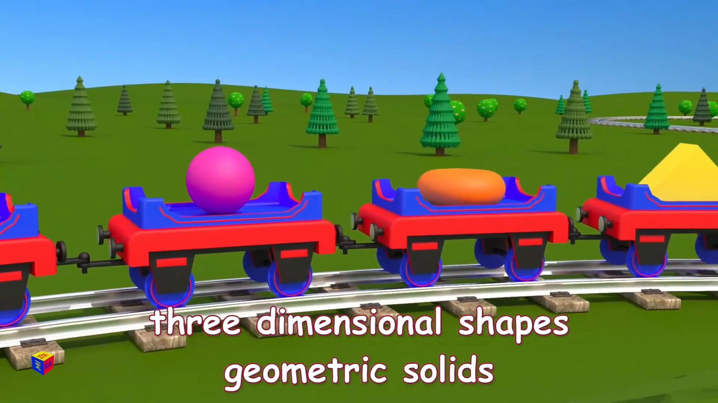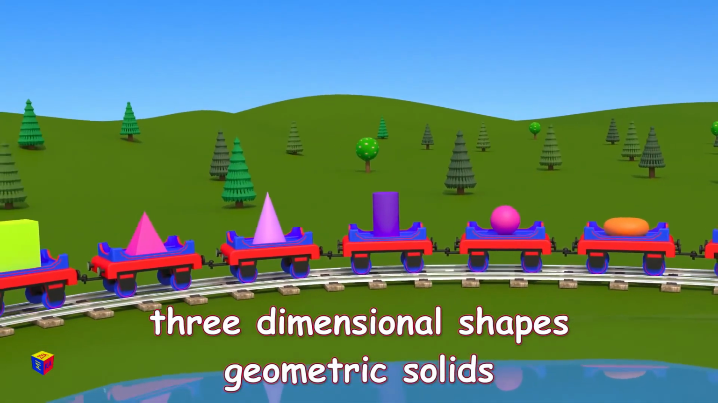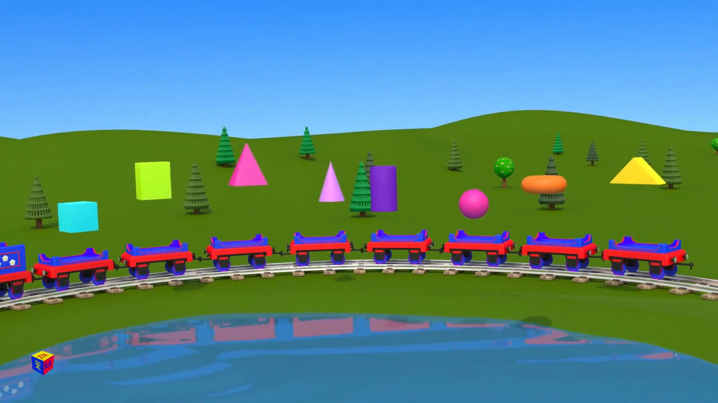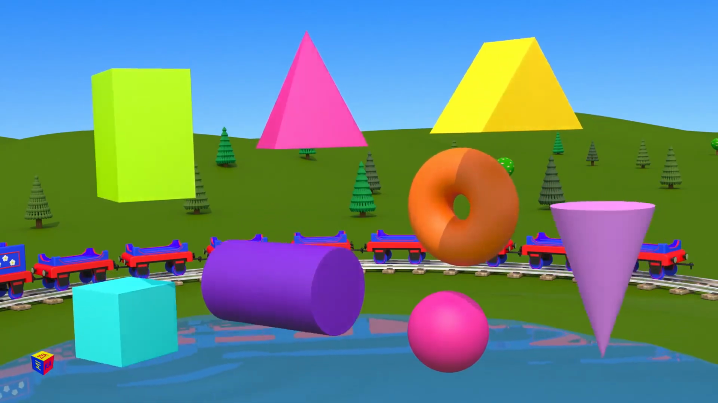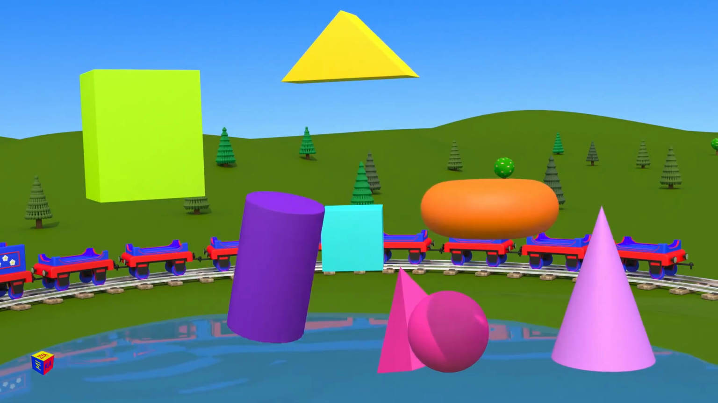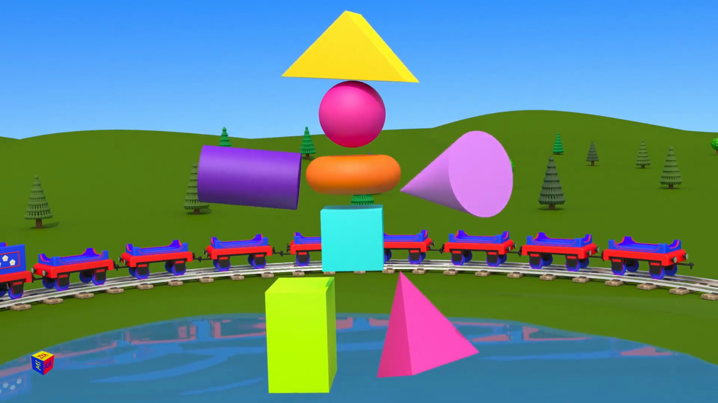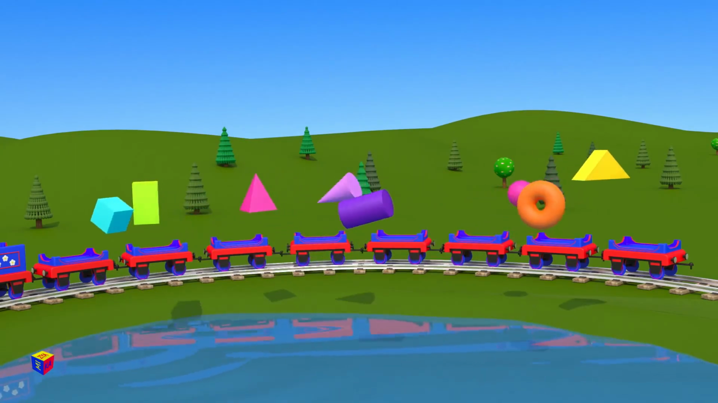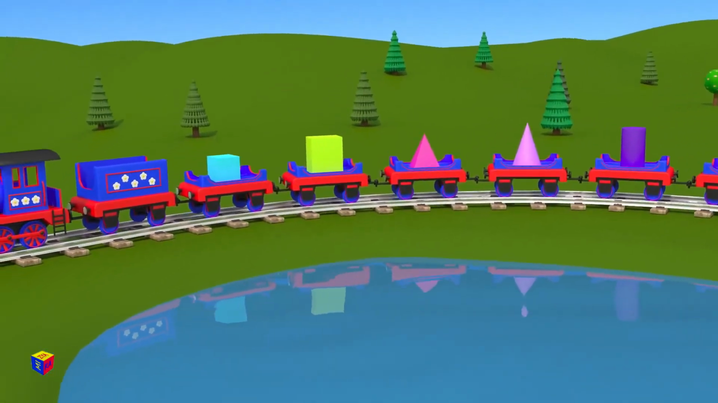They are also called geometric solids. Let us memorize both names. 3D shapes have volume, that is, they take up space. Therefore, you cannot stack them one upon another as we did with the 2D shapes. Let's take a closer look at the 3D shapes.